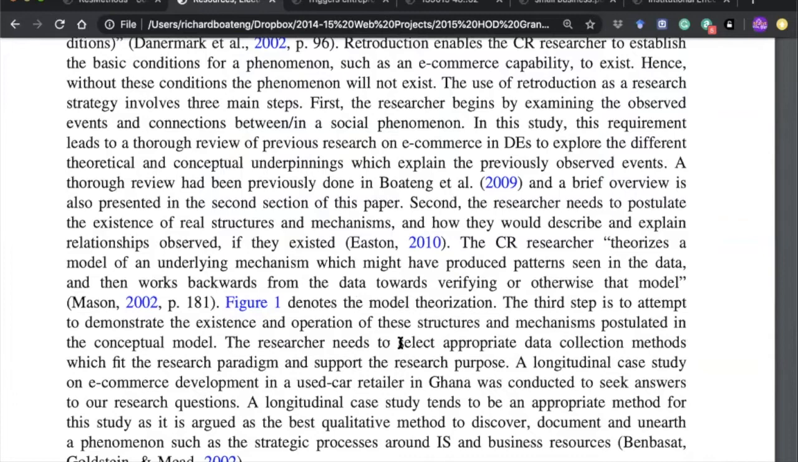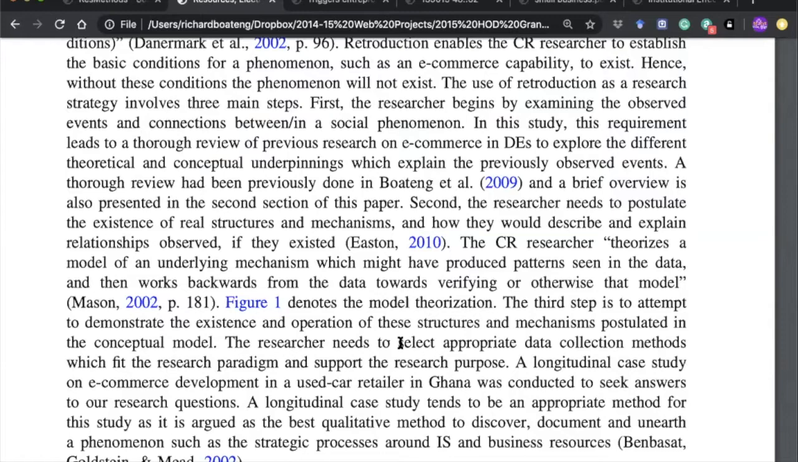You start by looking at the literature review, a very in-depth literature review, to establish the phenomenon and how the phenomenon occurs. Then you go into another level where you actually postulate how it will work together theoretically in the real world. Then you use that to guide you to examine the real world data and go back to check whether what you postulated was working or is the truth.